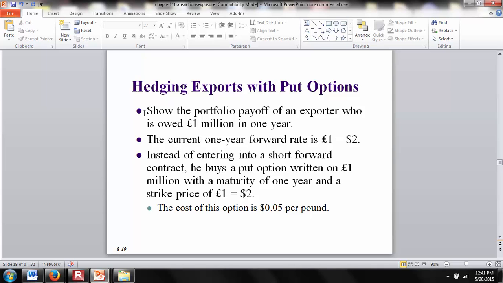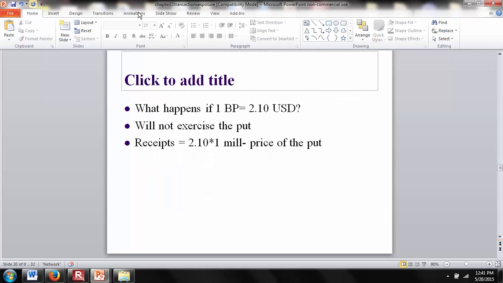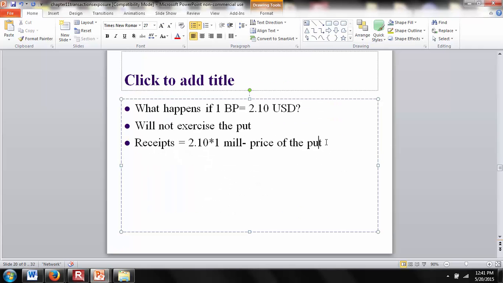And here the cost is 5 cents per pound. So for 1 million pounds, that's going to be 1 million times 5 by 100. So that's going to be 2,100,000 minus the price of the option.